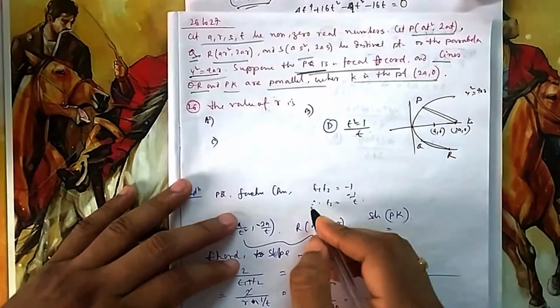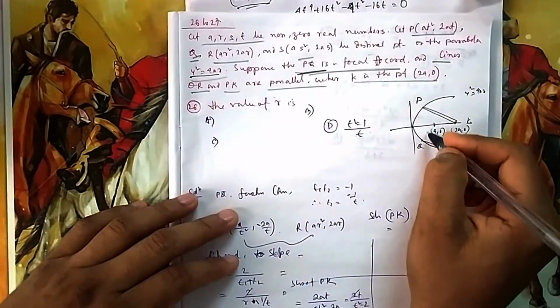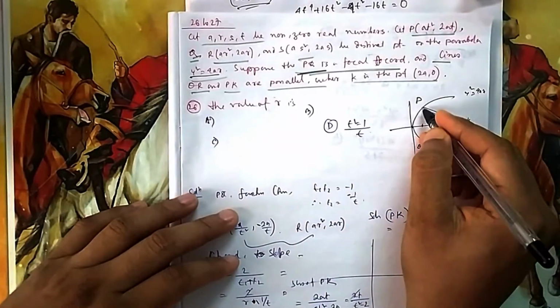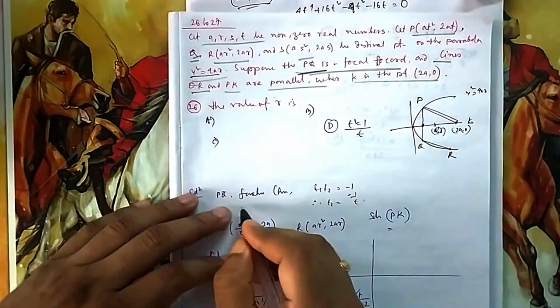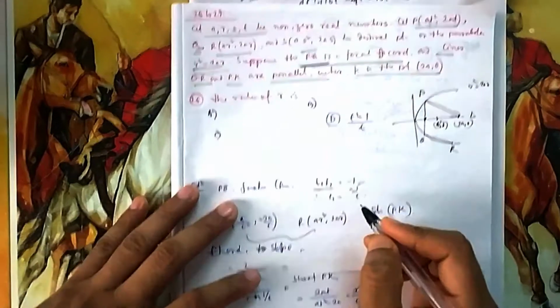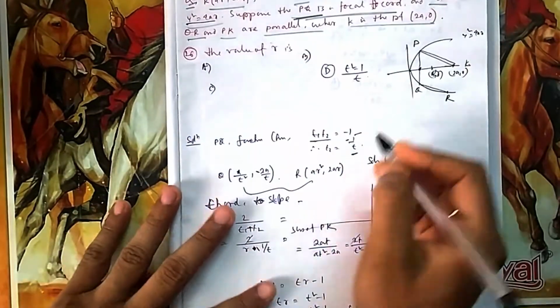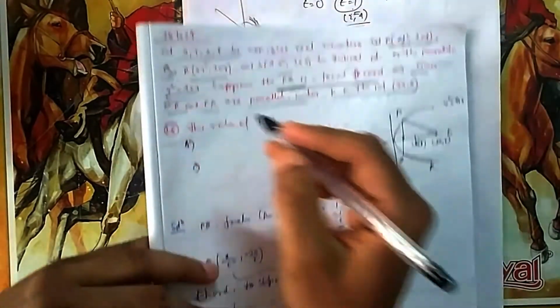K is the point. Now because you know PQ is a focal chord, suppose this is the focus, just bear with me, you think this one is the focus. Because PQ is a focal chord, t1 t2 is -1, so t2 will be -1 by t, because here it is t, so you can write the coordinate of Q.